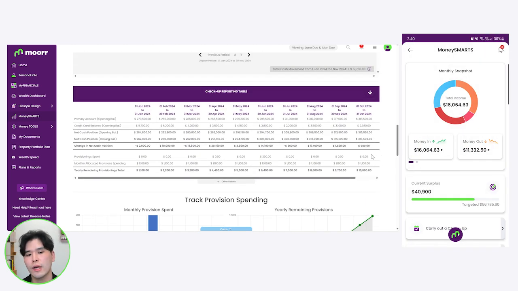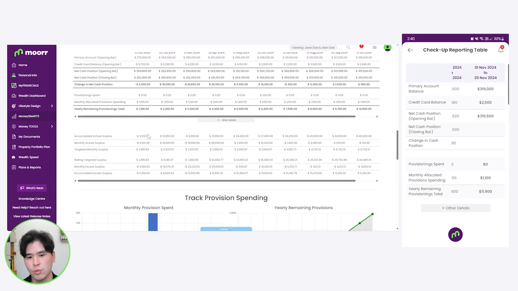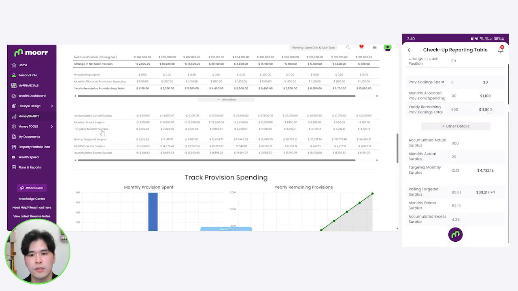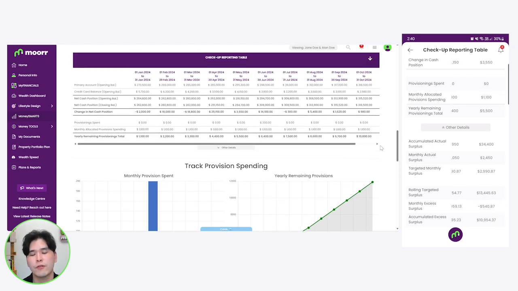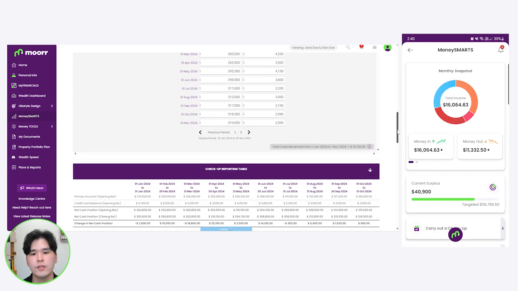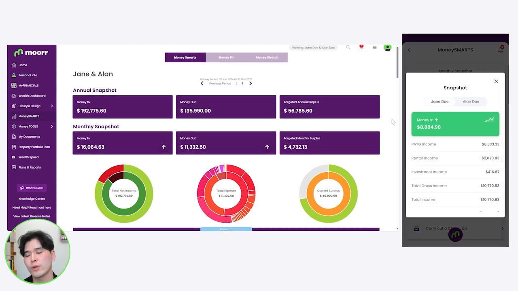Finally, we've also provided a little bit of clarity around your target and the current surplus positions as well through a new small little widget, which gives you just an insight about the difference between your cash movement and your current surplus. Ultimately, this update for MoneySMARTS 2.0 helps to unify the insights and the data in the Moorr platform and prepares it for more automated and richer insights in the future.